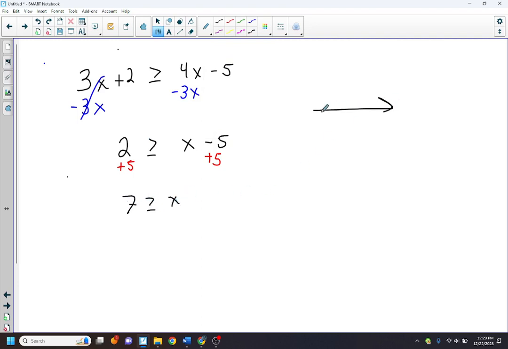Is that the final answer? And then you just graph it. Wait, 7, a closed circle. 0's over here, a closed circle. 7 is bigger than 0. That is true. Why did you leave just x? 4 minus 3 is 1x, which is just x.